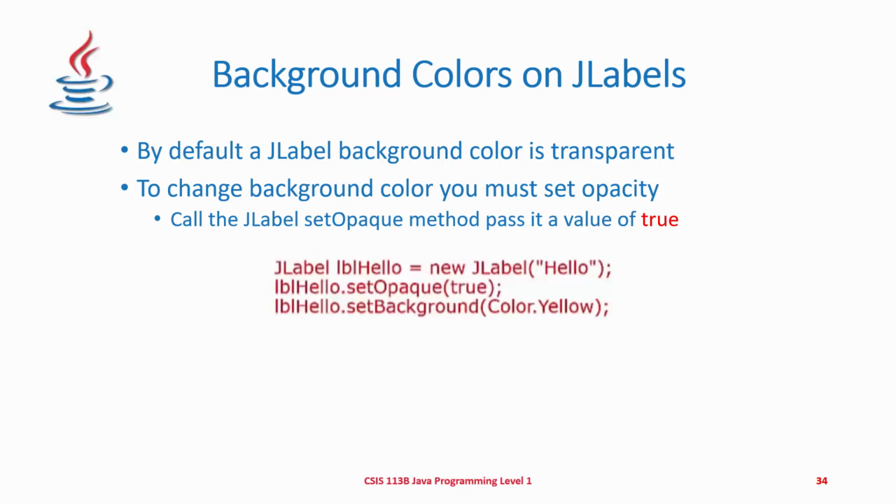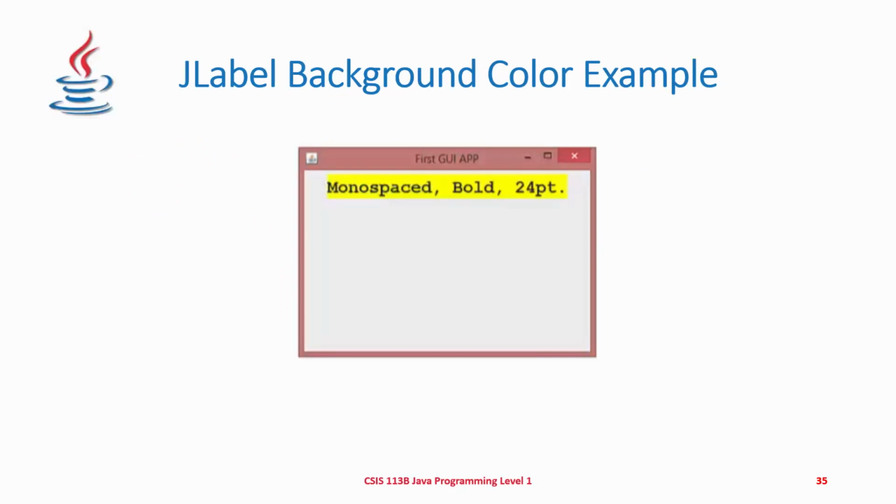So if you do want to see the background color, you need to use the set opaque method of the JLabel, turn it on to true, and then go ahead and assign the set background method, pass to it a color that you have previously created in your code. And here's an example then of the background color that we applied in that last example, which was a yellow color.